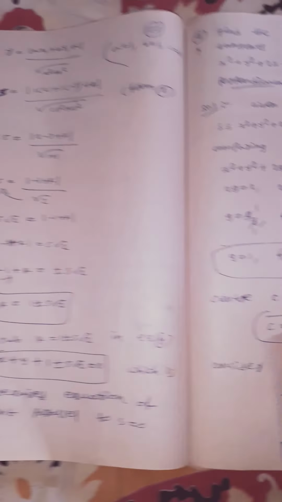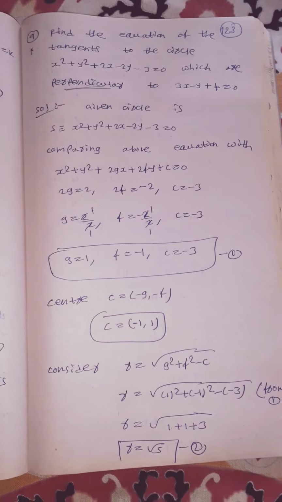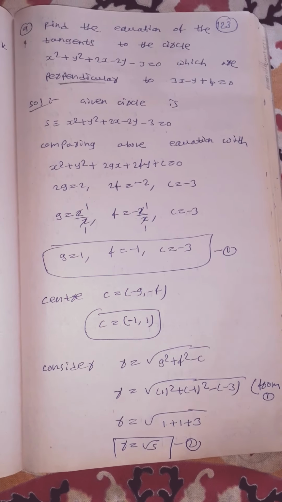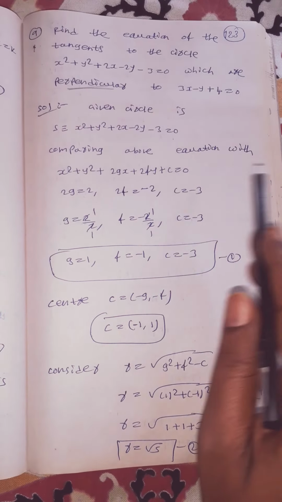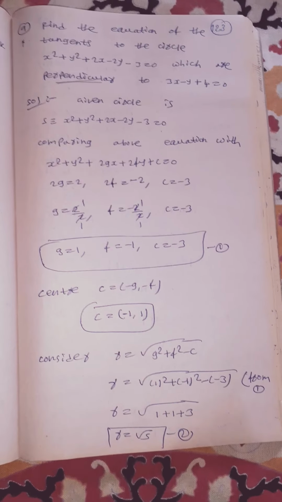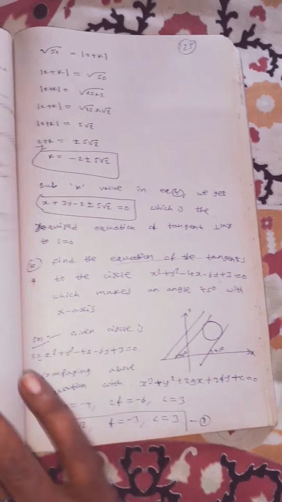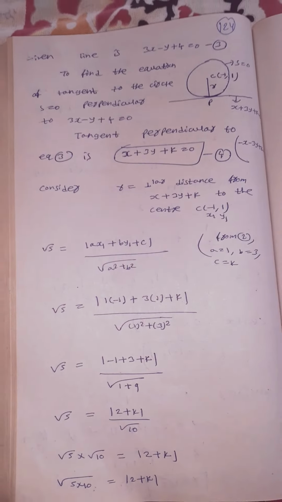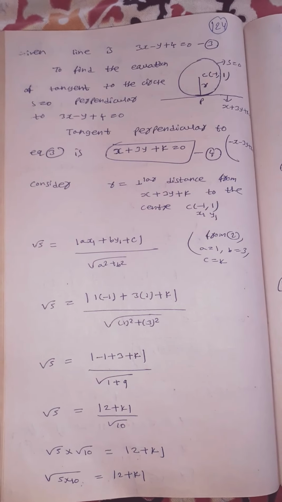Important 4 marks question, children. Next, the ninth one also, an important 4 marks question. Find the equation of tangent to the circle which is perpendicular to the line. Here perpendicular is given, earlier parallel was given. The given circle is the same. Compare, you will get g value, f value, c value, find the center, find the radius, and after that the given line is this one. We are asked to find the equation of the tangent to the circle perpendicular to the line.